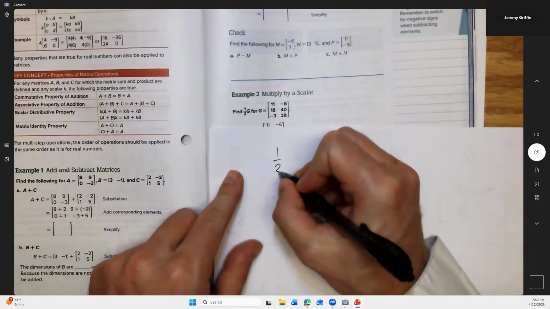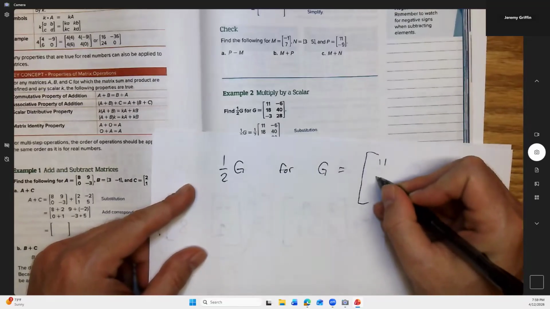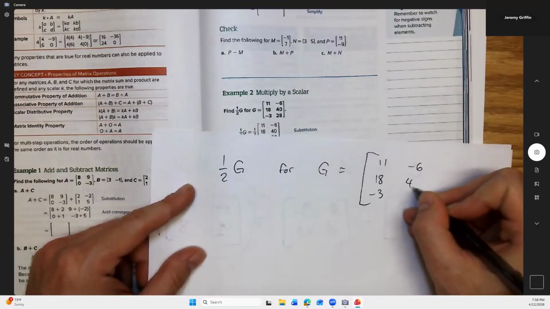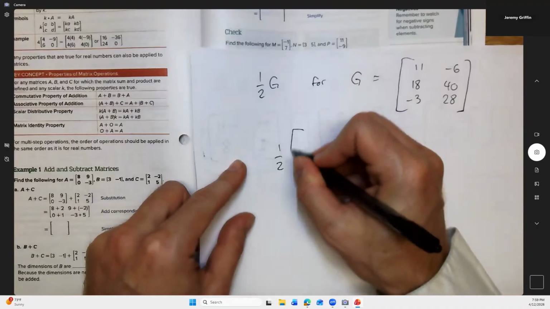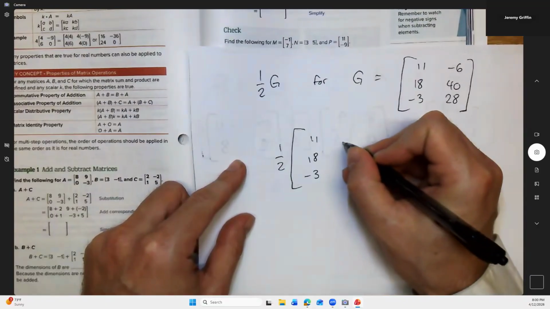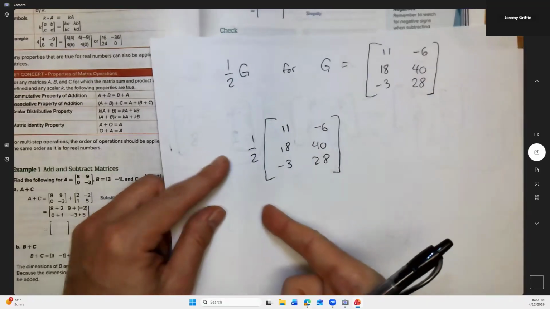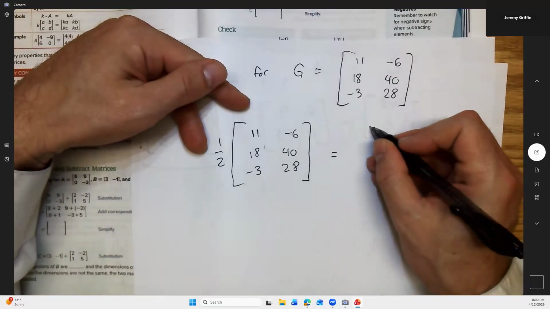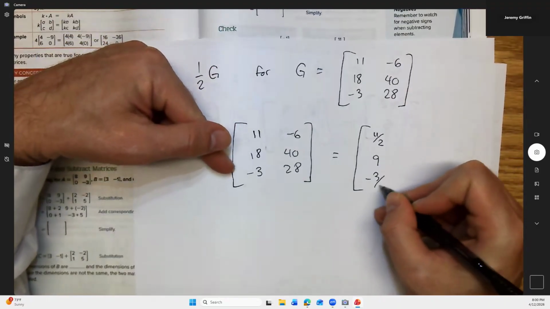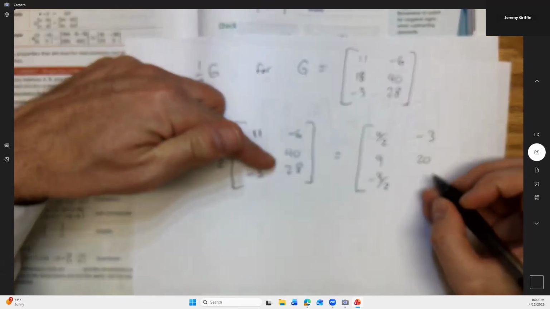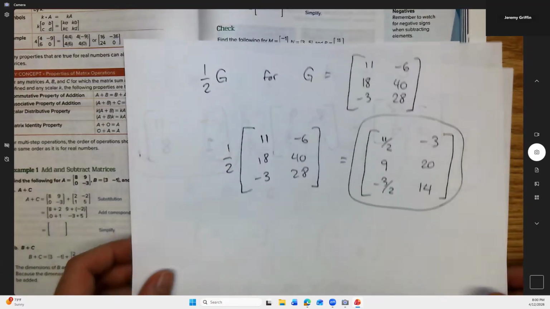Let's do one half of g, where g equals this matrix: 11, 18, -3, -6, 40, 28. All I have to do is multiply each one of these elements by one half. Half of 11 is 5.5 or 11 over 2. Half of 18 is 9. Half of each of the others is the corresponding value. There you go, that's how you multiply by a scalar.